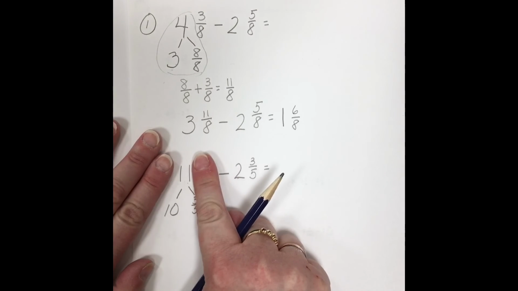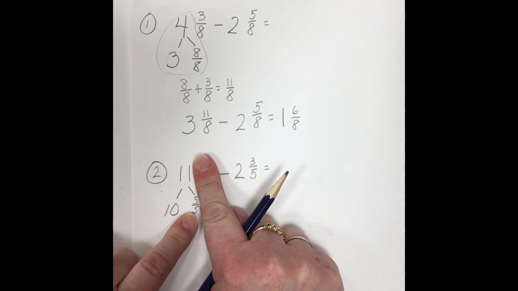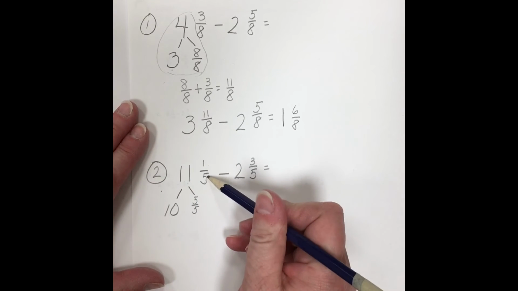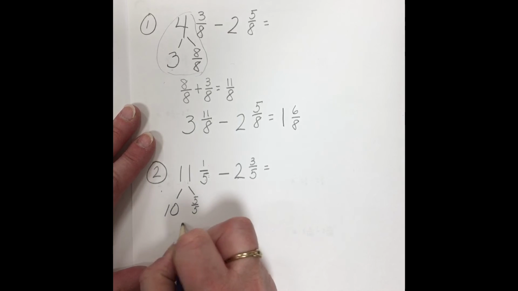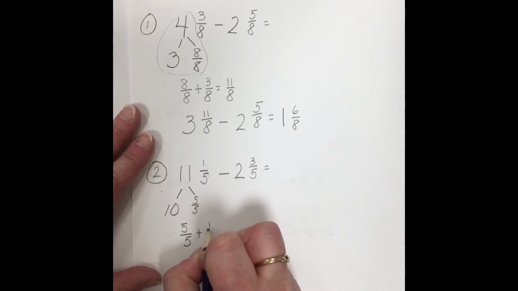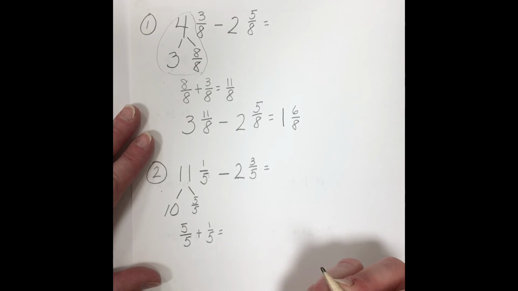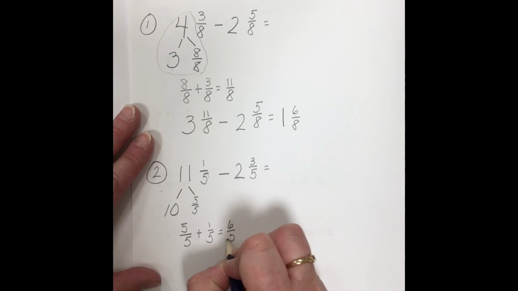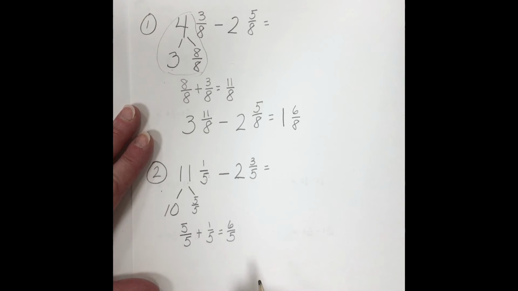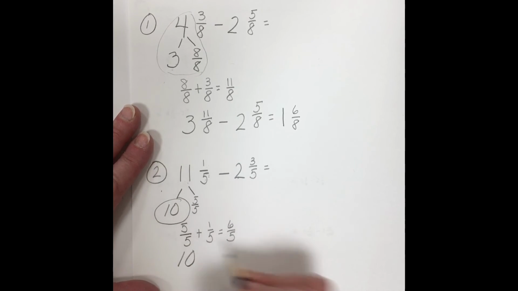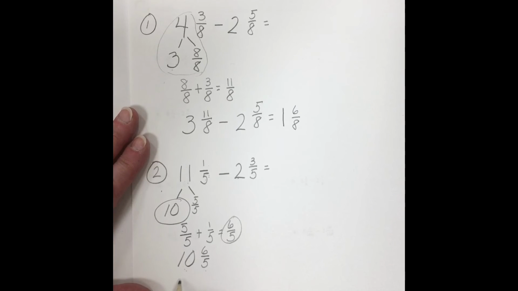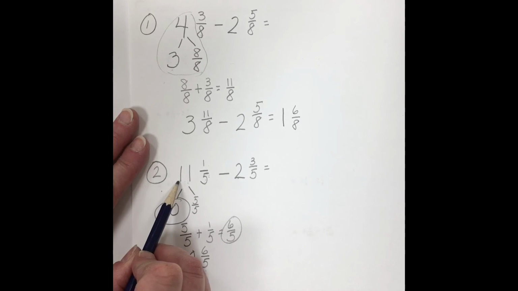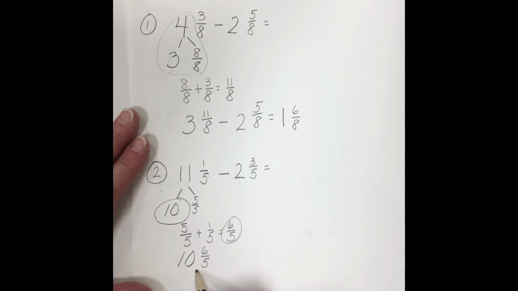However, it's not just 11, because 10 plus 1 is 11. We can't forget that it also has 1/5. So we take our 5/5 plus 1/5 and add them together, and we get 6/5. So now our whole is 10. Our fractional part is 6/5. We have a mixed number. Now, this 10 6/5 is exactly the same as 11 1/5. We've just rewritten it, we've renamed it.